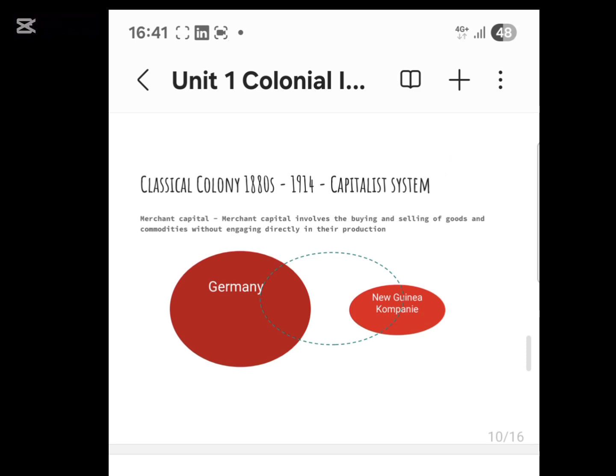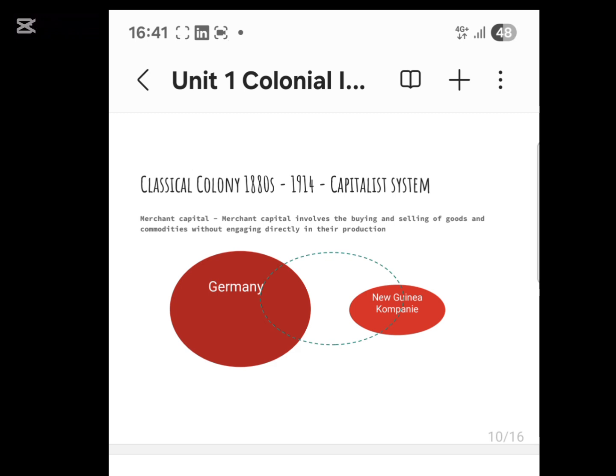Now, as far as the center-periphery argument is concerned, in the previous slide I showed you that Papua, in the center-periphery arrangement, is ultra-periphery, existing outside of the relationship. This was not the case for New Guinea. Germany had a strong, genuine interest in developing New Guinea.